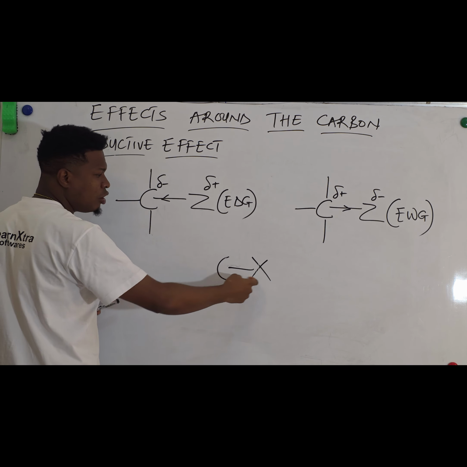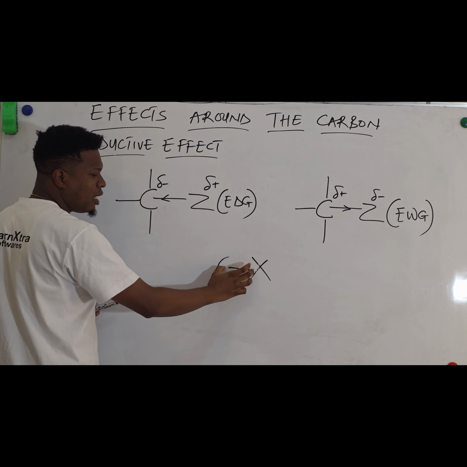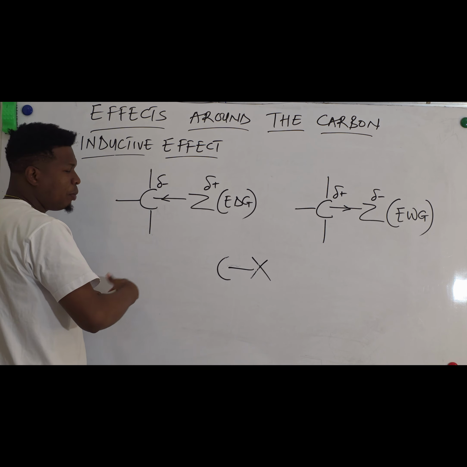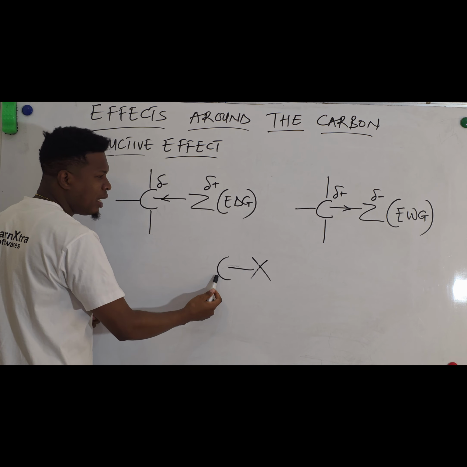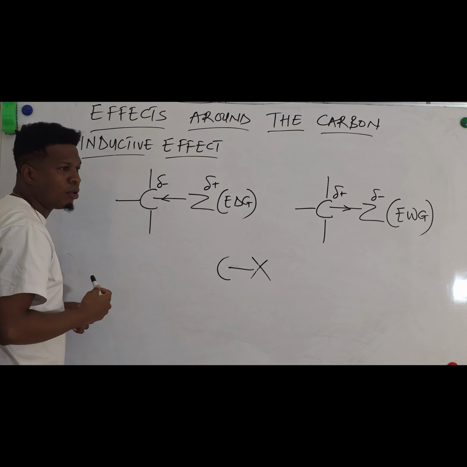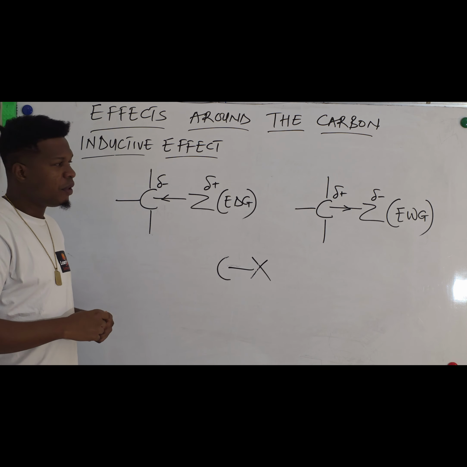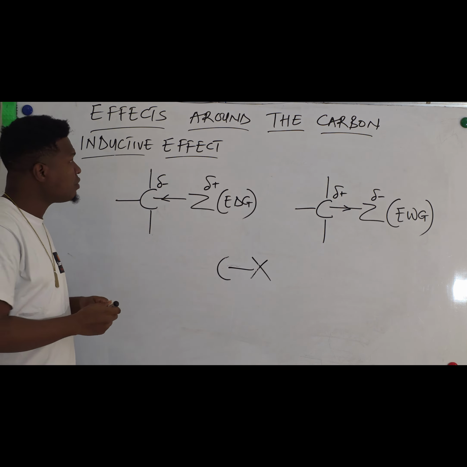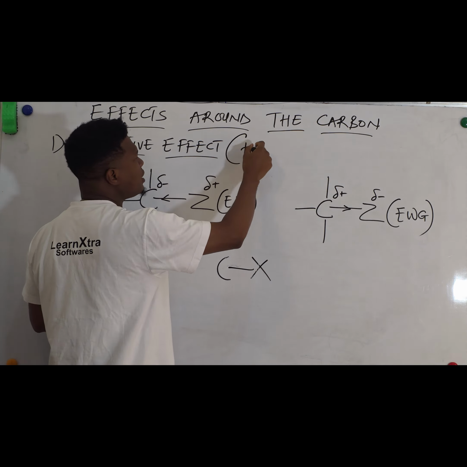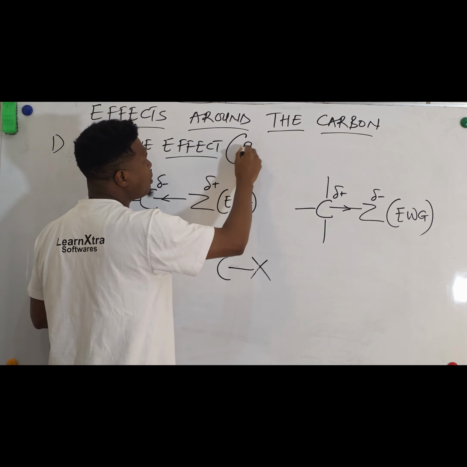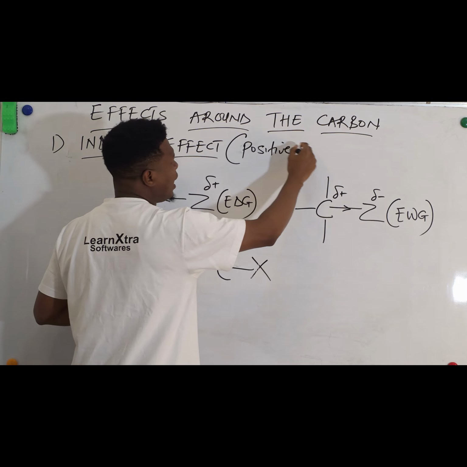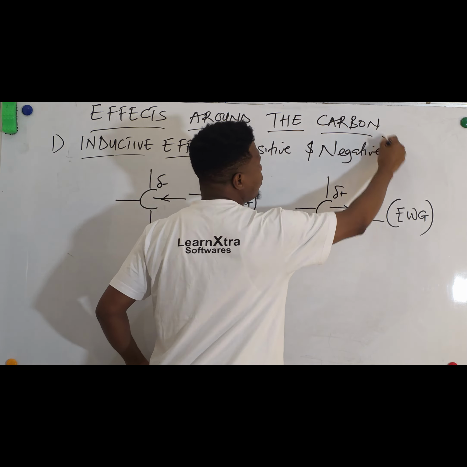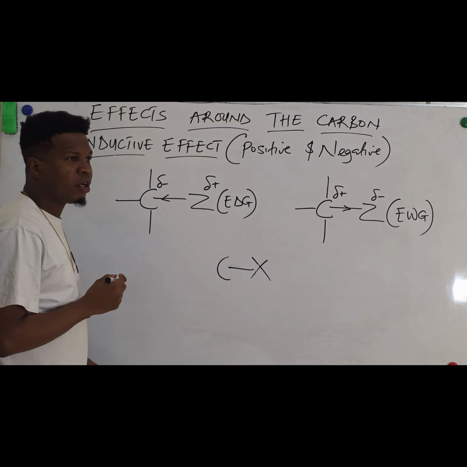Polarization simply means the electrons in this sigma bond will either move to the X or go to the carbon. So the polarization of this sigma bond, either to this X or to this carbon, is what we call inductive effect. And this inductive effect can be a positive inductive effect and a negative inductive effect.